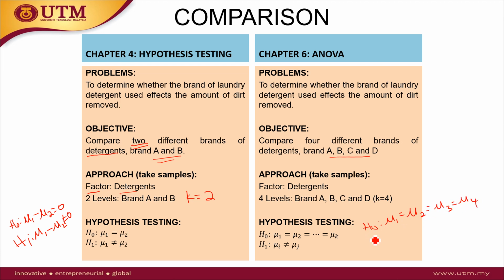Your H1 will stay the same, which is mu i is not equal to mu j. This means that at least one of the means is not the same as another mean. So instead of putting mu 1 is not equal to mu 3, we write mu i is not equal to mu j. In this chapter, we are not determining which one is not the same as the other one. That's why we put i and j here.